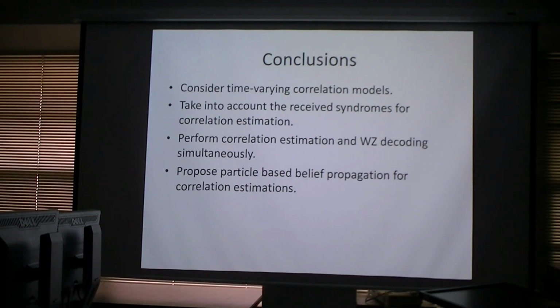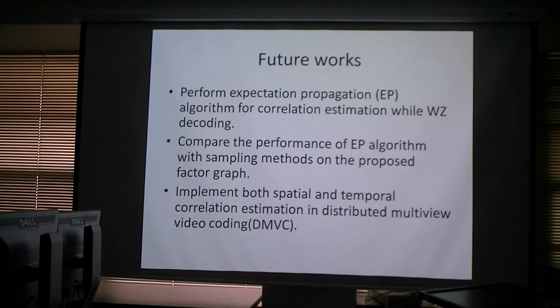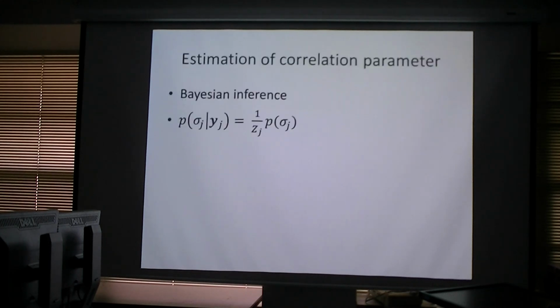And here, since the particle filtering algorithm has a large computation complexity, in future work we will consider the following task. Deterministic approximation methods such as the expectation propagation algorithm can achieve comparable performance to the particle filtering algorithm, but with a very low computation complexity. So in future work, we will try to apply the expectation propagation algorithm to the correlation parameter. And then we will compare the performance of the particle filter method and the EP algorithm. And then we may consider implementing both spatial and temporal correlation estimation in distributed multiview video coding. Okay, that's it. Next question.